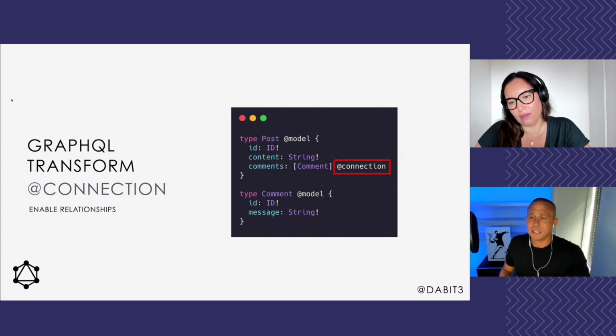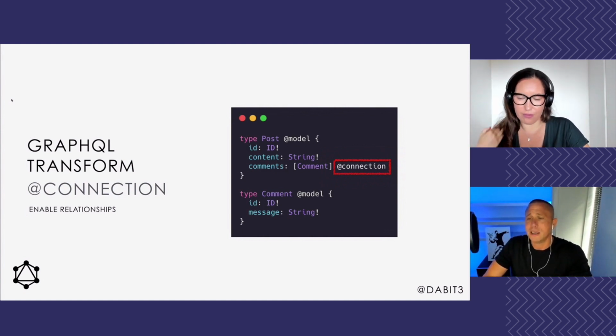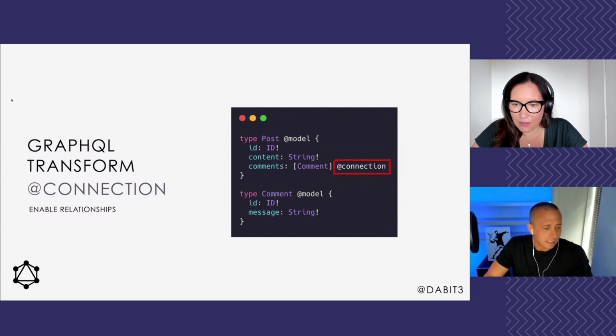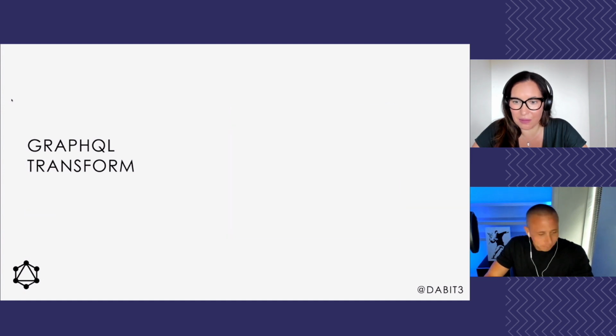To make that relationship happen, all we need to do is add this @connection directive to the one-to-many relationship we'd like to have. And then that's it. All of the resolvers and all of the data sources and everything are configured for you. This one's really popular. Yeah, that's very good.